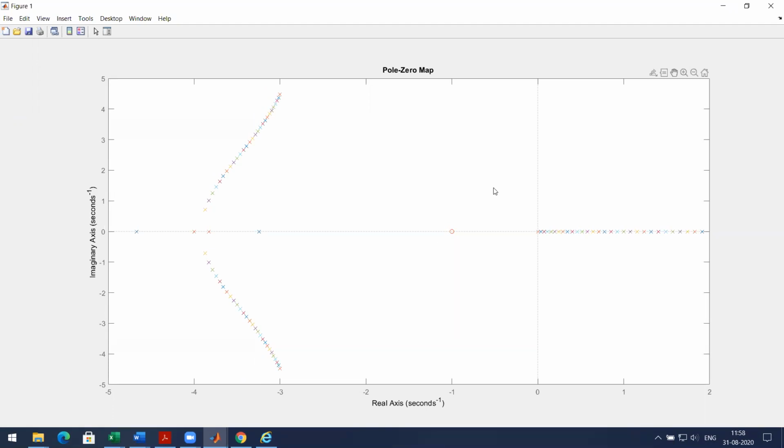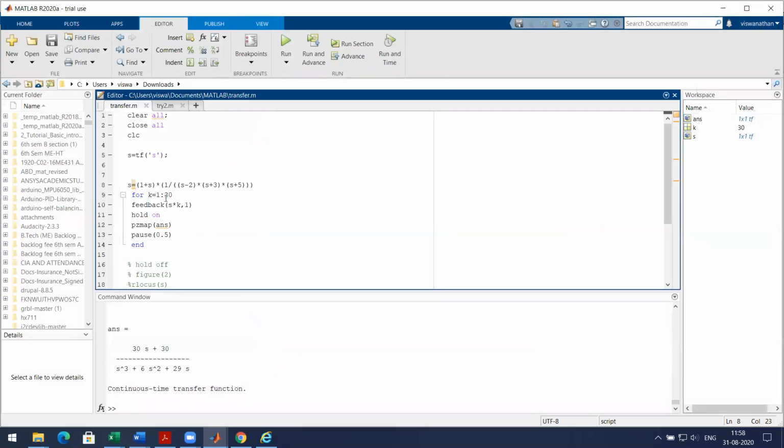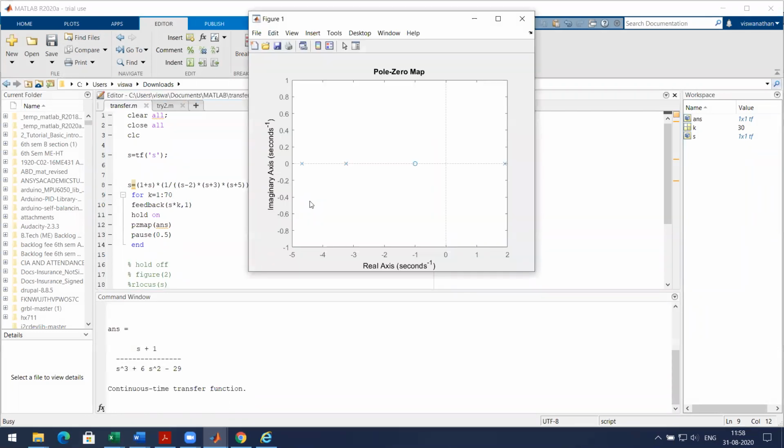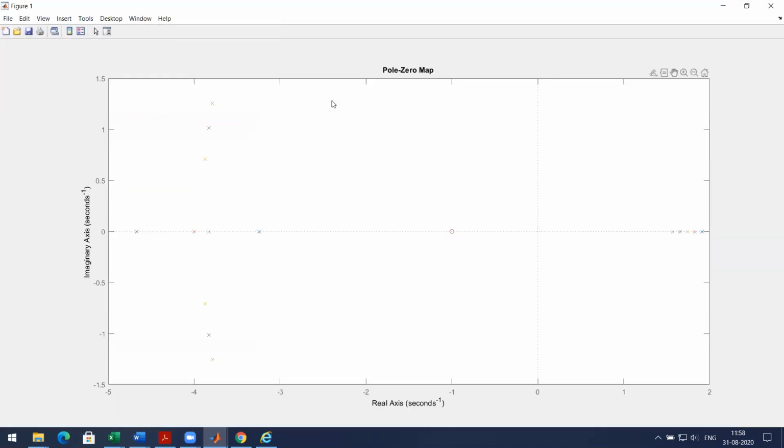Okay, the gain was not sufficient. I'll increase the gain to say 70. Run it again. It should meet the 0. You can see this pole is coming to the 0, and these two poles meet here, and this goes to infinity and this goes to infinity. There are 3 poles and 1 0, so only one pole can go to the 0, and these two poles have to go to infinity.